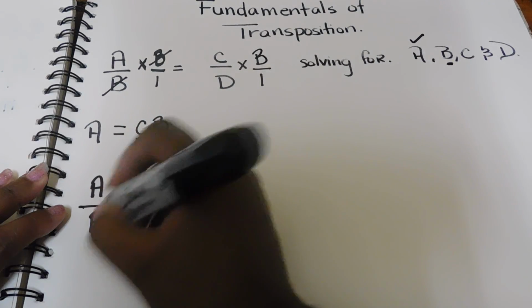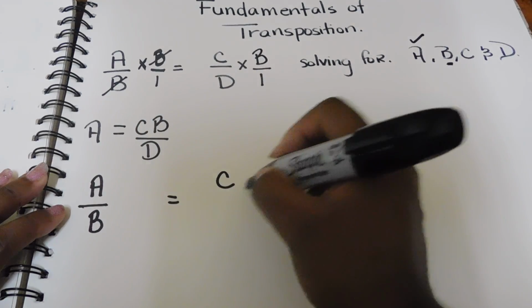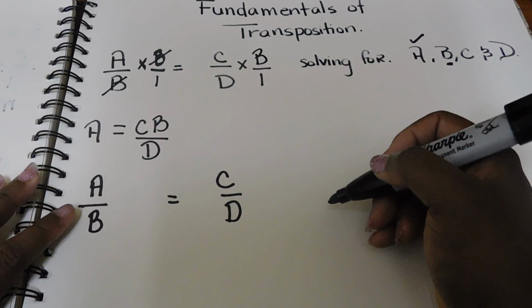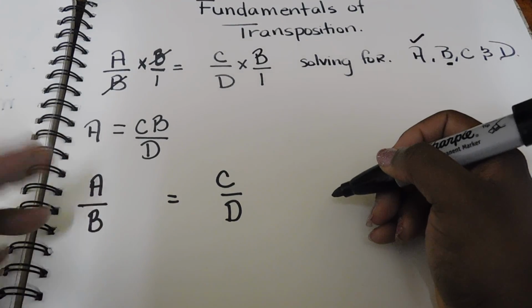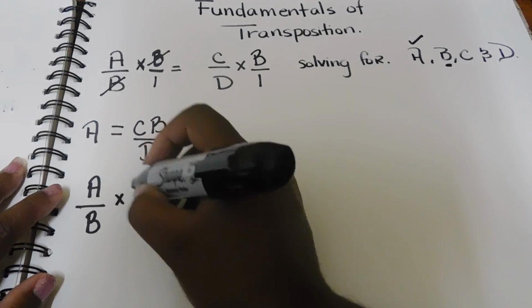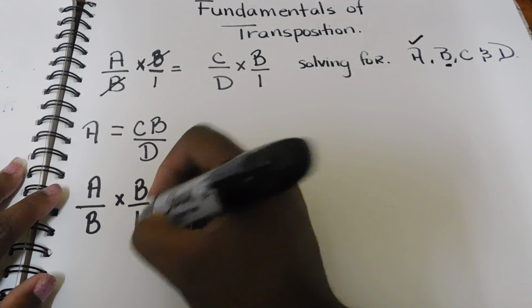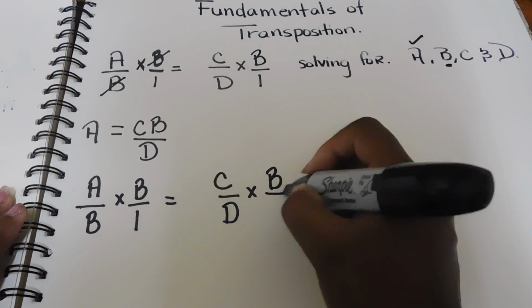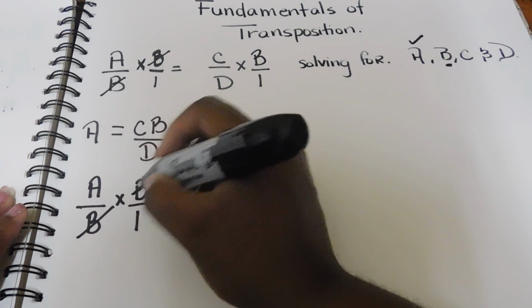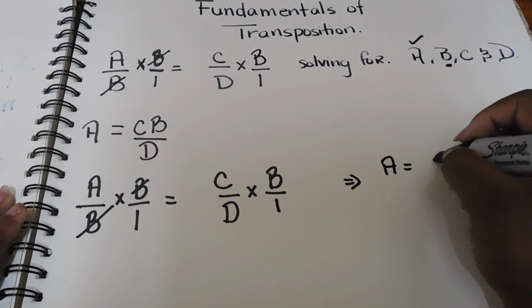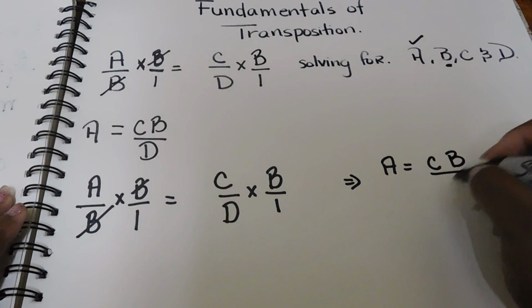B equals C over D. And since you're solving for B, right, you want to bring B up into the numerator. And so this will be the same way as before. You get rid of B on this side, you bring it up in the numerator side. Cancel, cancel. You're left back with A equal to C B over D.